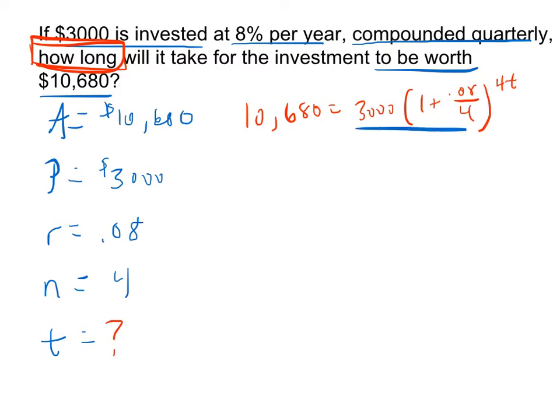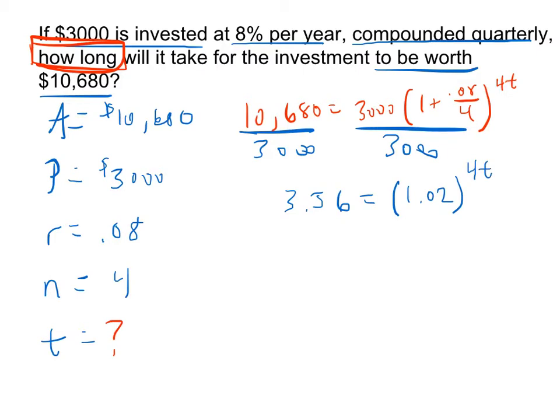So the first thing we're going to do is I'm going to divide both sides by 3,000. And when I divide both sides by 3,000, I get that 3.56 equals, and I'm going to do this 1 plus 0.08 over 4, I'm going to do this addition right there, and I'm going to get 1.02 raised to the 4t. Okay? So now I have this exponential equation here.